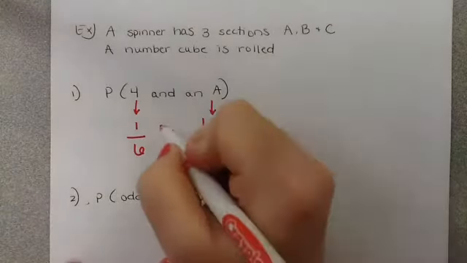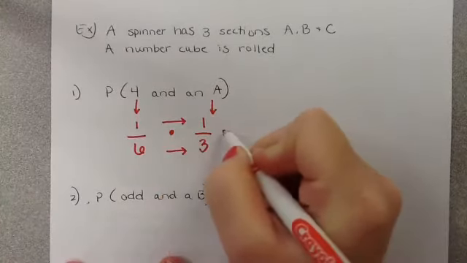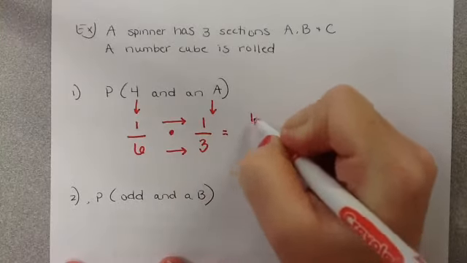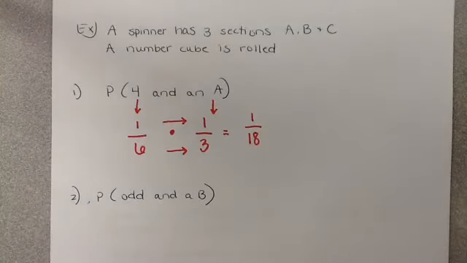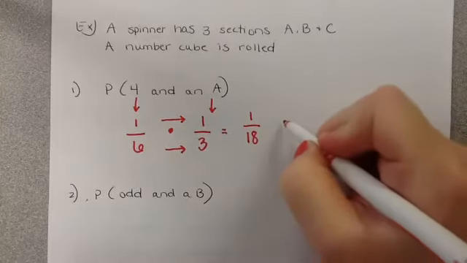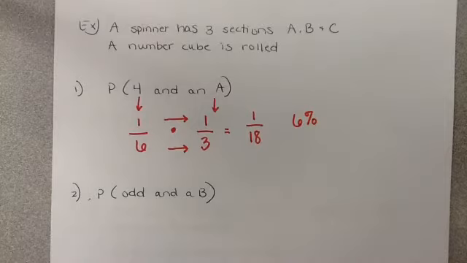How do we multiply fractions? Straight across the top, straight across the bottom. So our answer, 1 over 18. You have a 1 out of 18 chance of rolling a 4 and spinning an A. Find that as a percent, please. 6% chance. So if you have both a dice and a spinner, and you do both of them at the same time, you have a 6% chance of getting a 4 and an A.